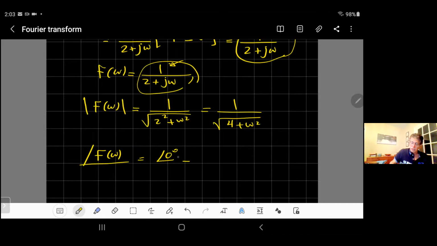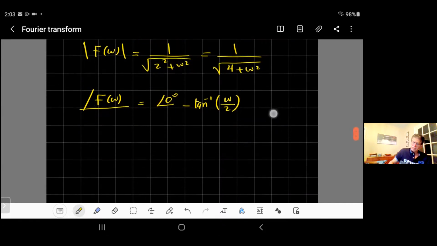The angle of the top is equal to 0 because it's constant 1, and the bottom will be 10 minus 1, the imaginary over the real, which will be omega divided by 2. So that will be the angle. Now we are going to sketch two graphs, one for the magnitude and one for the angle. But let's just start with the magnitude.